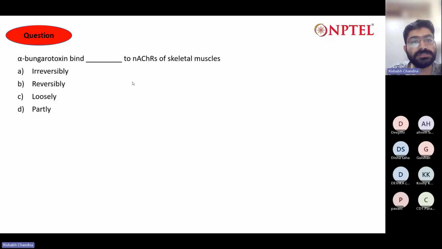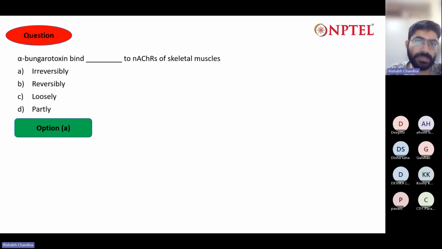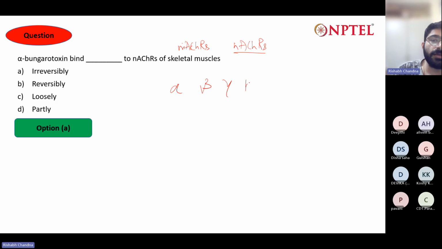So the correct answer is yes, irreversibly. It binds irreversibly to the nicotinic acetylcholine receptor. As we talked about, there are muscarinic and nicotinic receptors. When we label any acetylcholine receptors, for muscarinic we write like this, and for nicotinic we write like this. Okay, so if we talk about the different types of bungarotoxin, these are alpha, beta, gamma, and kappa.